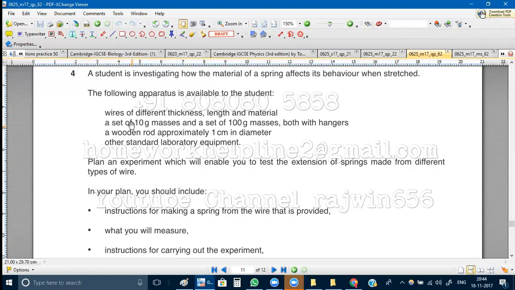A set of 10-gram masses and a set of 100-gram masses, both with hangers. A wooden rod approximately 1 centimeter in diameter. Other standard laboratory equipment. Plan an experiment which will enable you to test the extension of springs made from different types of wire.